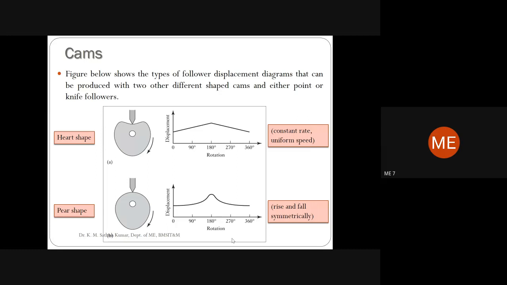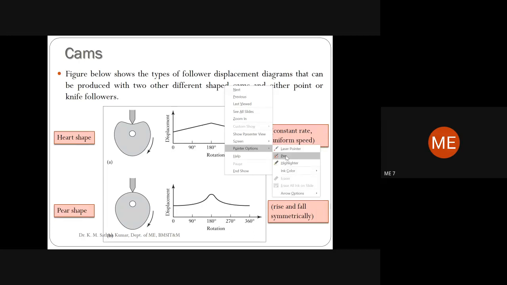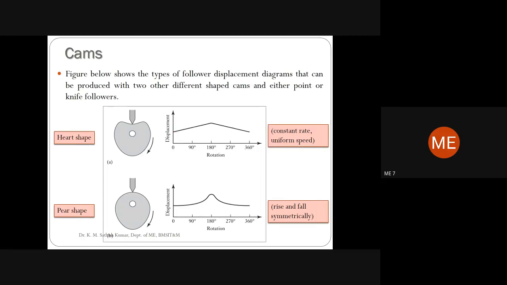Now in this odd shaped cam, basically it gives a follower displacement. If you observe from this point to this, it gives a follower displacement which increases at a constant rate. This is what is called the rise, which increases at a constant rate from here to here, and then with time, decreases at a constant rate.